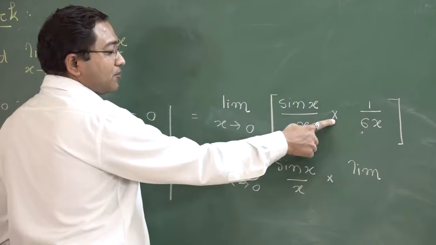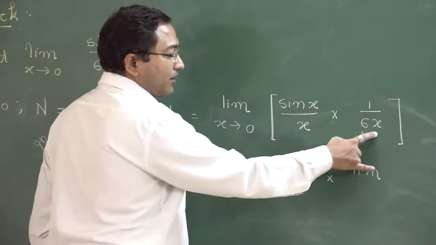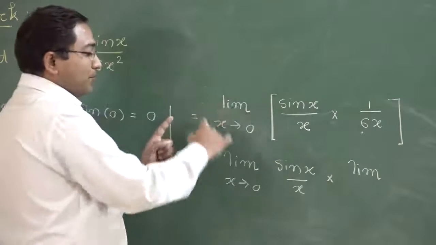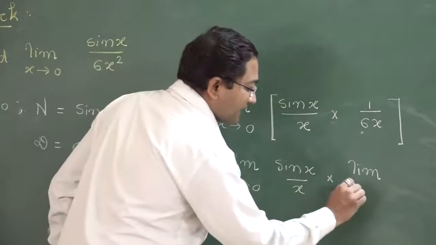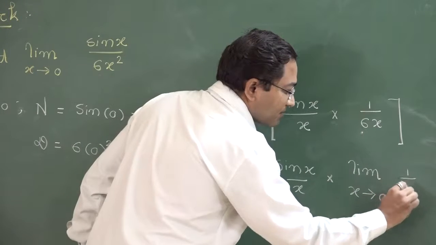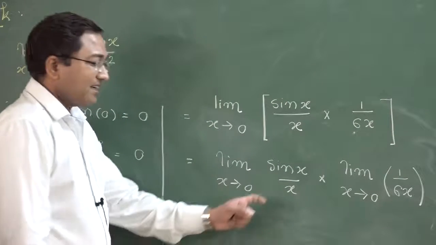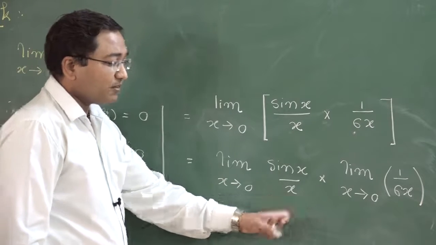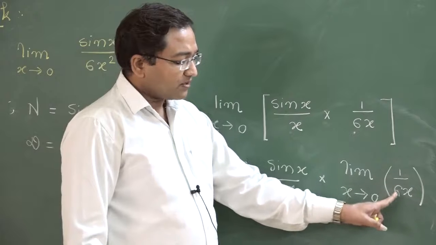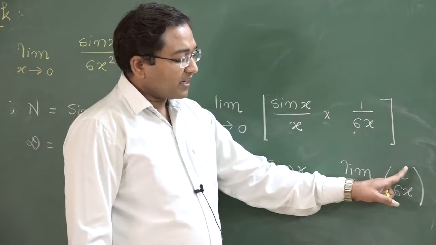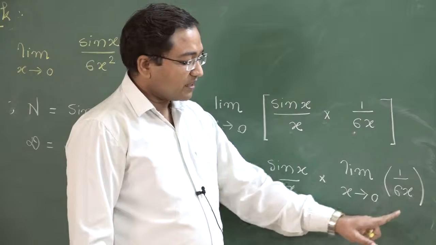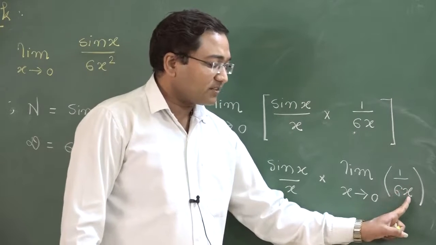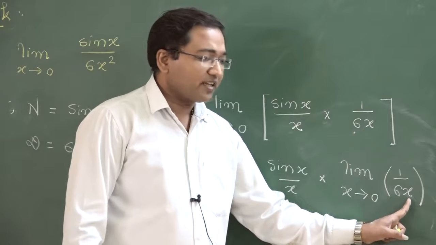according to the multiplication rule of limits, if f of x and g of x are multiplied together, then we can separate the limit and give it to both the functions. Limit x tends to 0 of 1 upon 6x. We know limit x tends to 0 of sin x upon x is 1, but here observe that for 1 upon 6x there is no factor in the numerator to cancel out the denominator. So we directly substitute x equal to 0, and we get 1 upon 0, that is infinite.